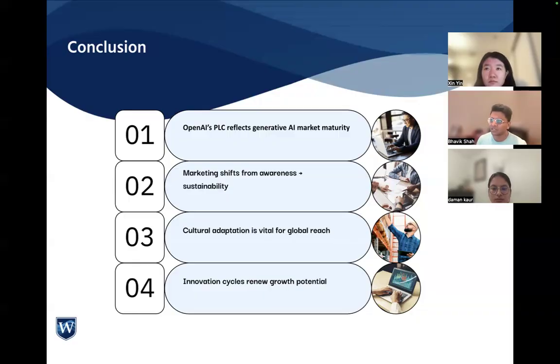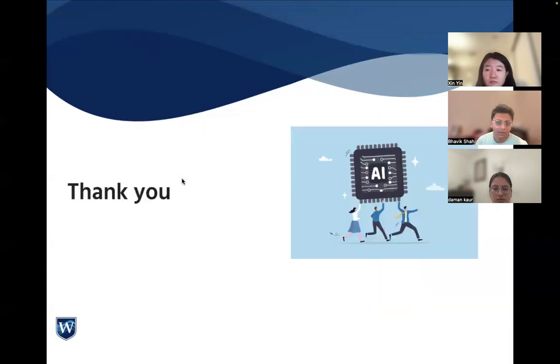Despite the challenges, continuous innovation and renewal of AI capabilities provide fresh growth opportunities. By aligning technological advancement with ethical and cultural understanding, OpenAI can strengthen its position as a trusted global leader in the generative AI landscape. Next slide. Thank you so much. Next slide.